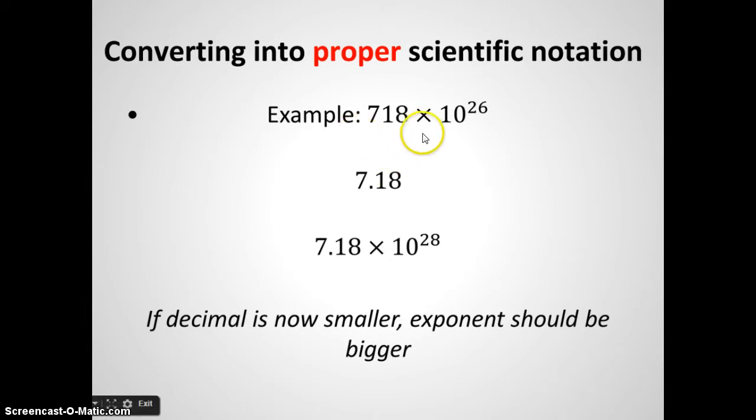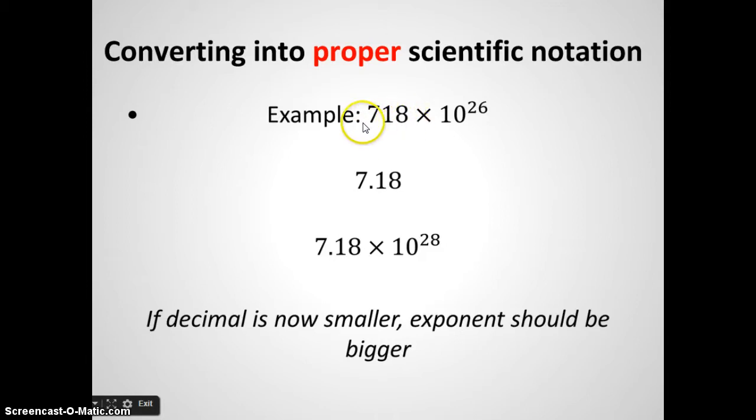So we said the number in front of times 10 to the exponent had to be a number between 1 and 10. Well, 718 is not a number between 1 and 10. It's quite big. It's way too big. So they moved the decimal not enough places. It should have been after the 7. It shouldn't be 71.8. It shouldn't be 718.